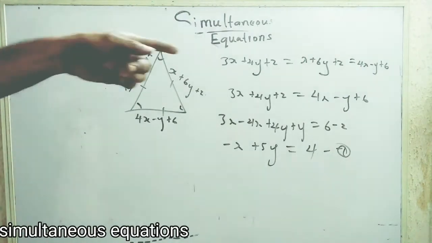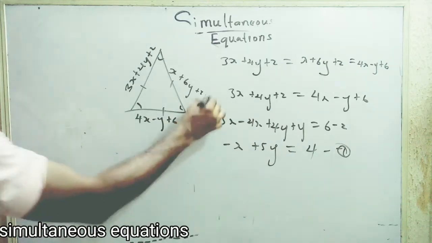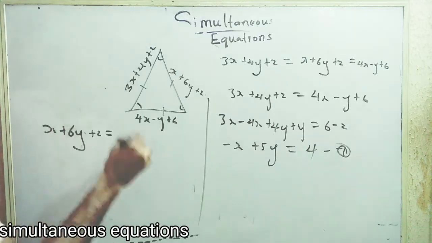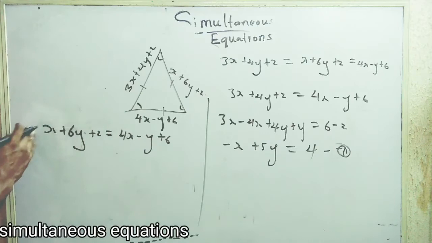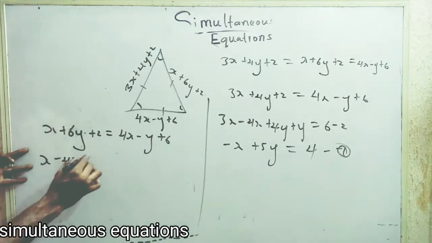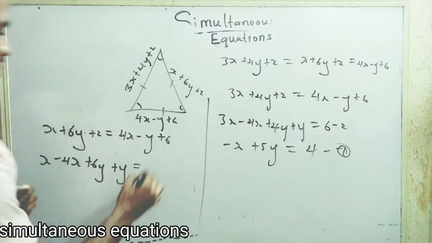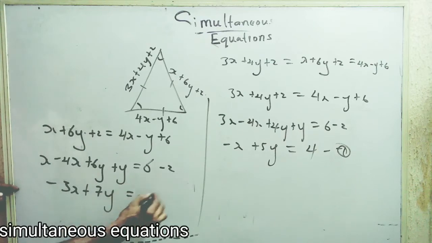I will repeat the same process, that's equating this to the last term again. So if I'm to do that now, I will have x plus 6y plus 2 is equal to 4x minus y plus 6. So bring all the x and y over to this side again. I'm going to have x minus 4x plus 6y plus y is equal to 6 minus 2. So on that note again, this minus this will give me minus 3x, 6y plus y will give me 7y is equal to 4. I'll label this equation 2.